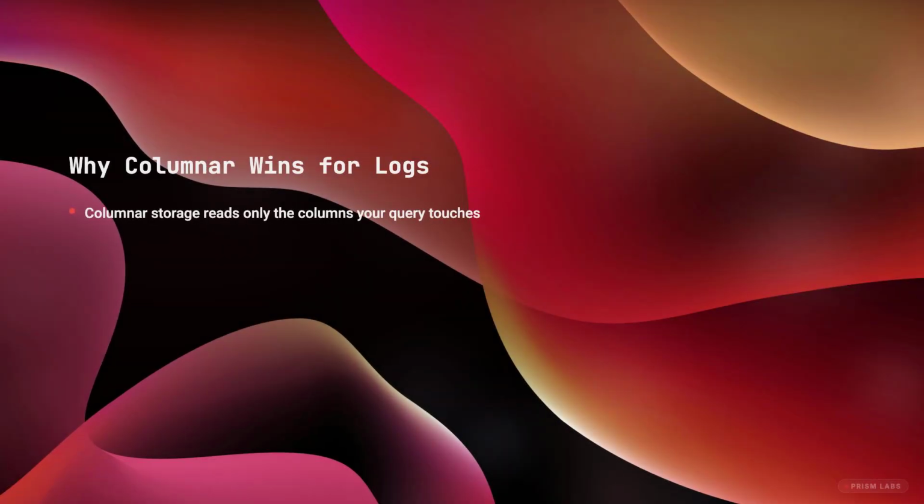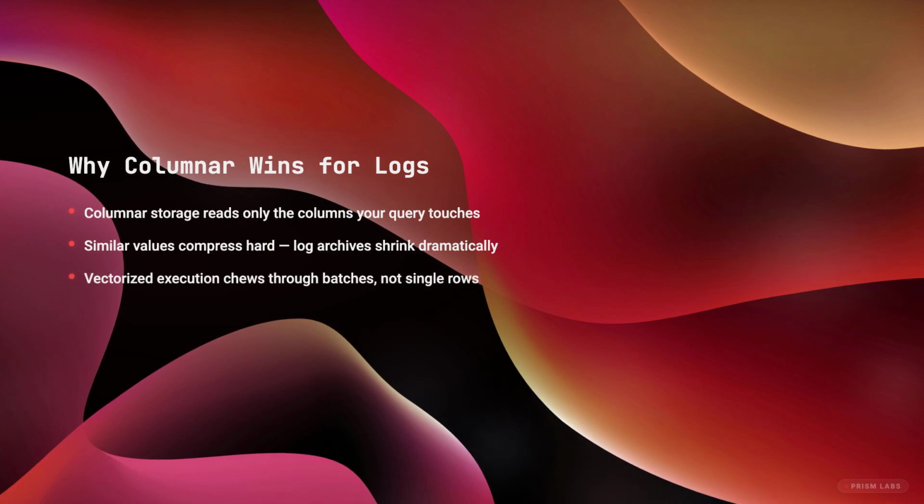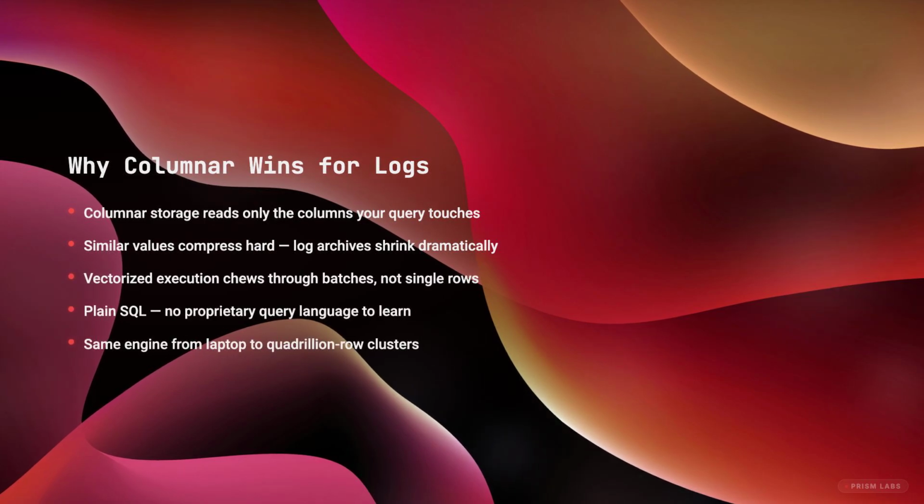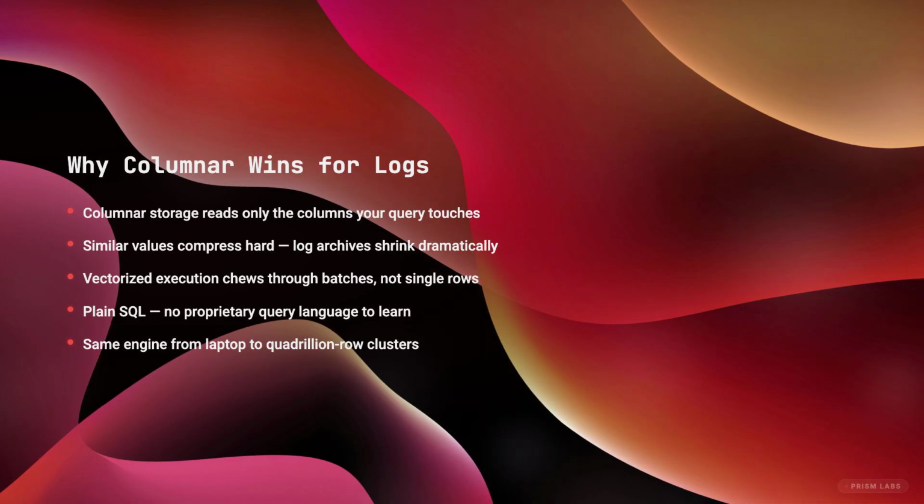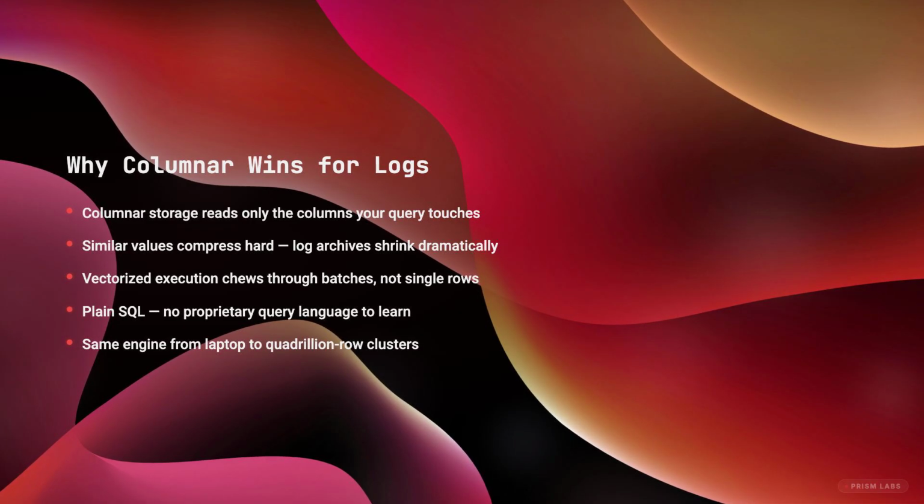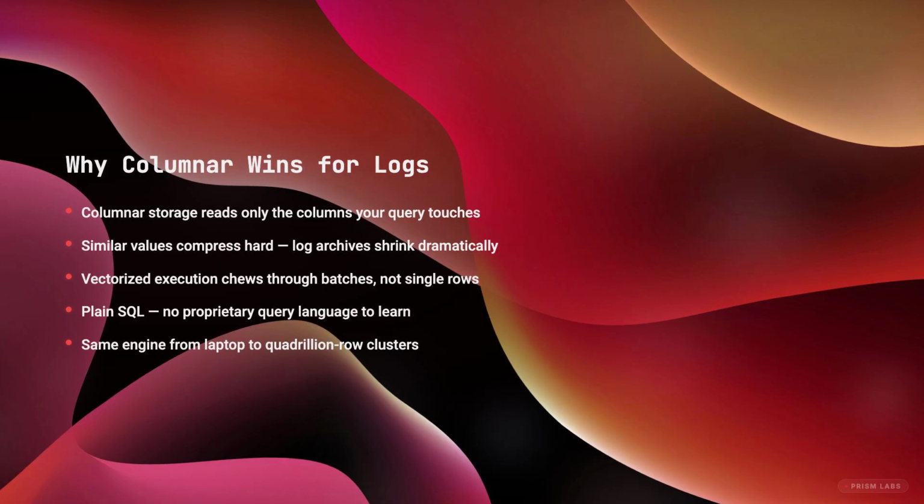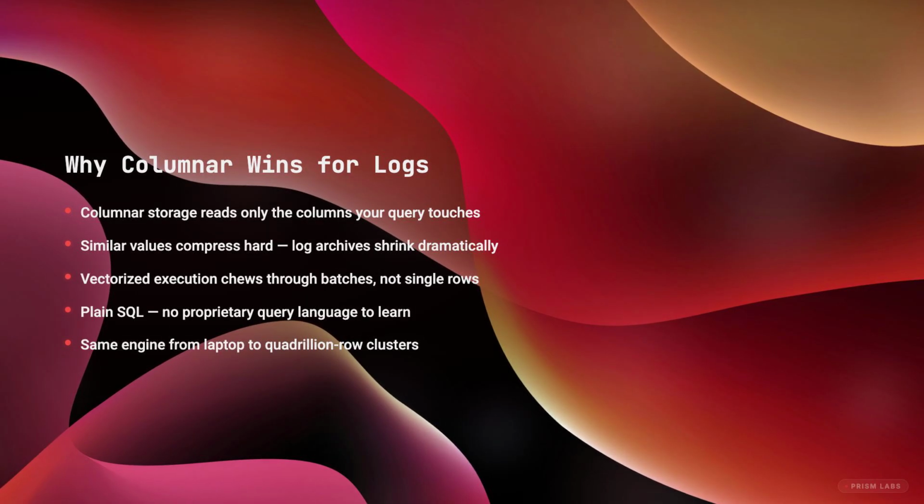So why is it this fast? Traditional row store databases read entire records off disk even when you only need one field. ClickHouse stores each column separately, so a query that counts failed logins by source IP touches exactly 2 columns and skips everything else. Columns full of similar values compress brutally well, which means your log archive shrinks instead of exploding.